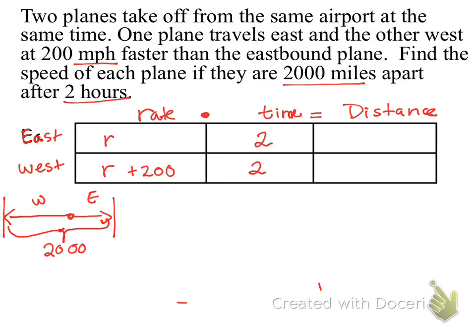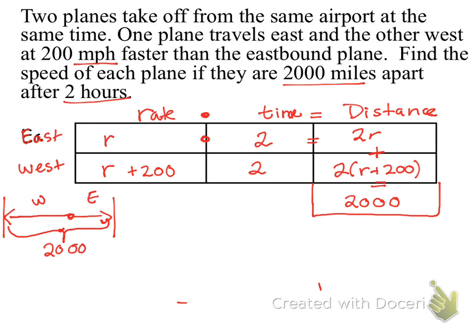Okay, now we don't know the distance of the first one, and we don't know the distance of the west, but we do know the distance of them together. Remember, what do we do going up and down? We add. So if I multiply across, I get 2R. And if I multiply across here, I get 2 times R plus 200. And so what happens to be my equation? Can anybody read it to me?